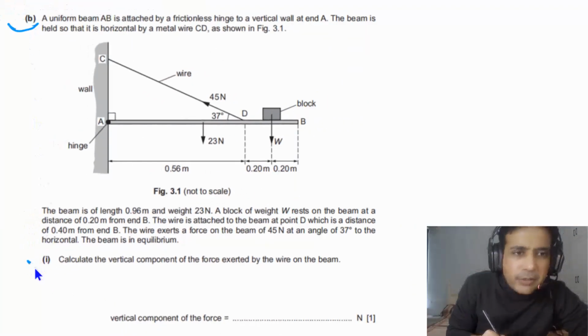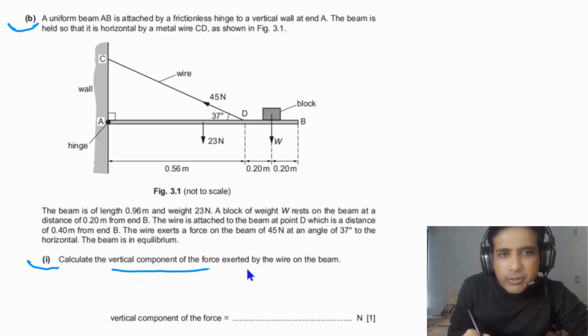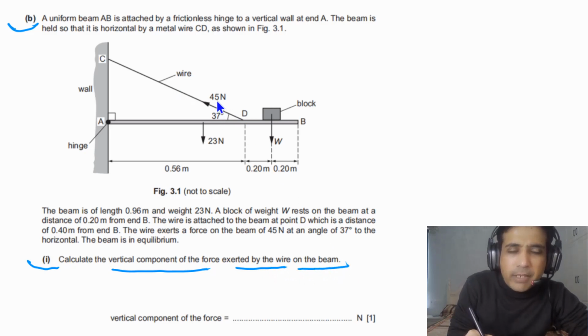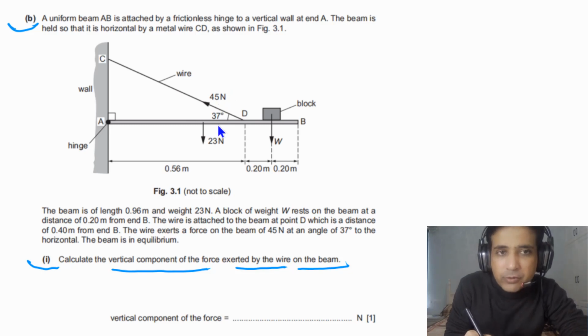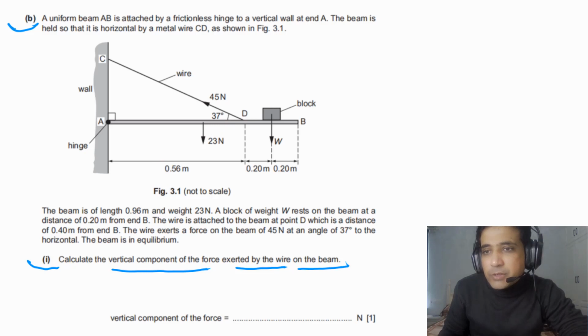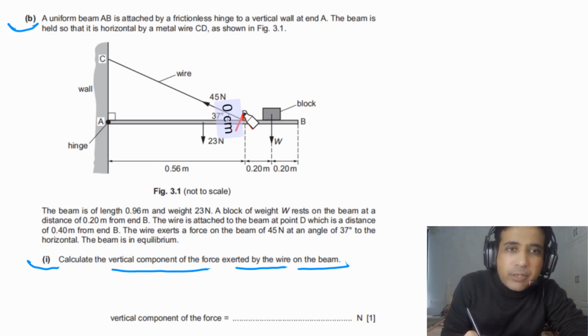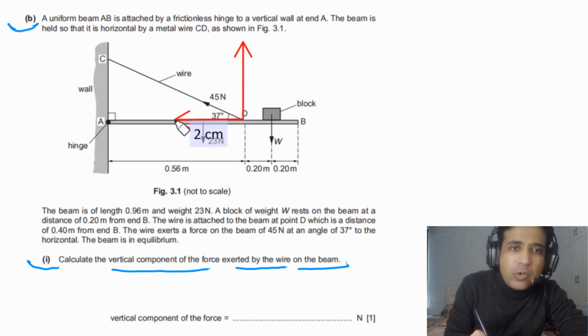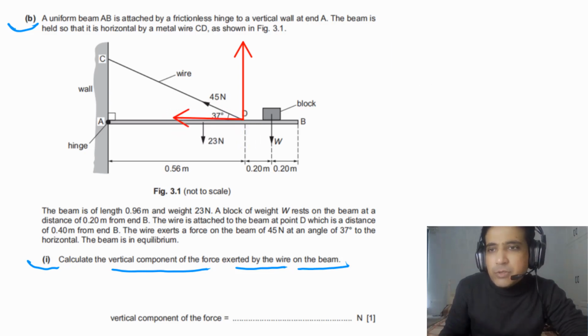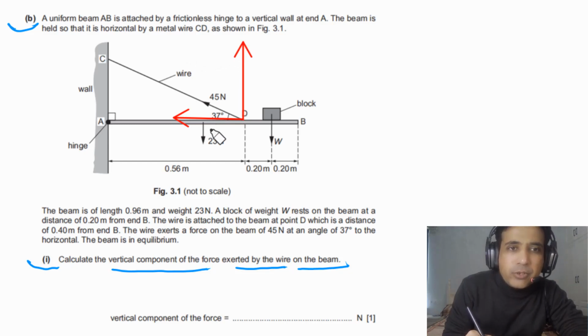For part D1, we need to calculate the vertical component of the force exerted by the wire on the beam. So this is the wire. The wire is exerting a force of 45 newtons at an angle of 37 degrees with the horizontal. We need to find its vertical component. So we can resolve this into a vertical component and also into a horizontal component. For this question, we need to calculate its vertical component. So this component will be horizontal, this one will be vertical.